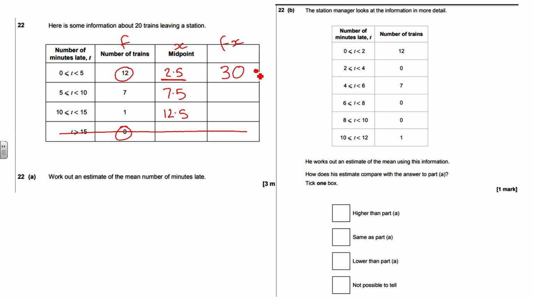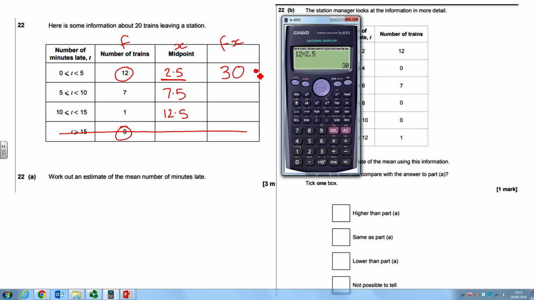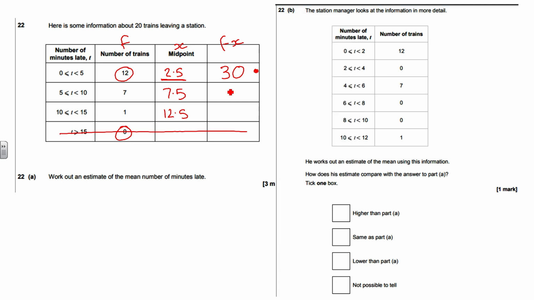Then I say, let's now assume that the next 7 trains are all 7.5 minutes late. So I've got 7 lots of 7.5 to add up as well. Because we've got lots of the same number, we can just use multiplication to add them up quickly. 52.5. Finally, I've got 1 train that we're assuming was 12.5 minutes late.